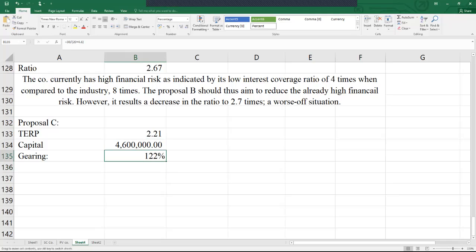Don't forget here, the denominator here is equity. Don't forget, it's 20 million, which was equity before, plus the new shares you have issued, 4.6 million. Clear? Okay. Thank you. Okay, great.